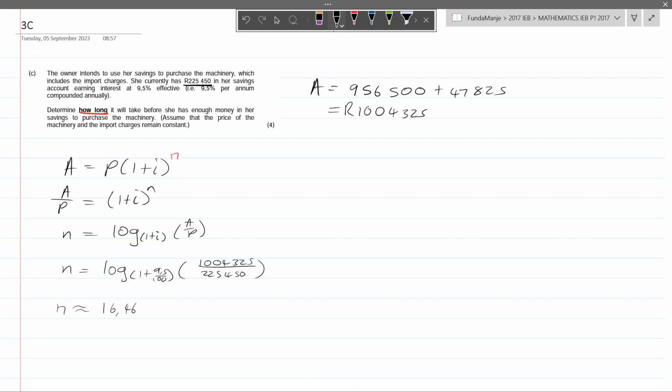16.46. But since they want the amount of years, we can give it as roughly 17 years if we round it up. In this case, we always round up when dealing with financial maths. So that'll be 17 years. You can convert it into months if you so wish, but they told us it's being compounded annually, so we leave it as 17 years.